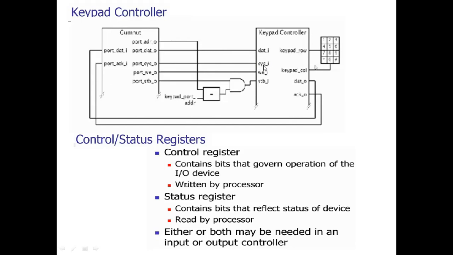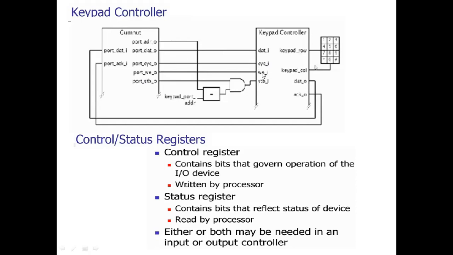CYC underscore I is the input cycle of the keypad controller, and CYC underscore 0 is the output cycle port of the command processor. And also you can see the connection of port write enable, here it is. So when it is enabled, when we have the activation of this port write enable, it is write underscore I at the keypad controller.